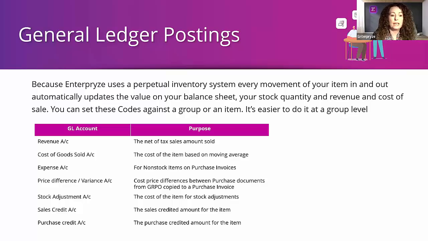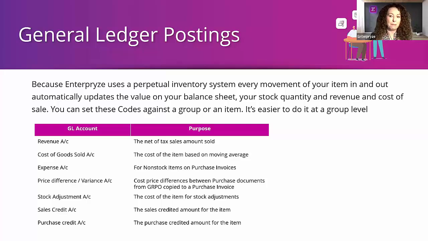You can see here the first GL account is the revenue account. The value that gets posted there is the net of tax sales amount sold. So that's the net value of what you sold to the customer that will go to the revenue account. Cost of goods sold is the cost of the item based on the moving average. So that's the cost of the value of that item at the time going to the cost of goods sold account. The expense account is used for non-stock items on purchase invoices.